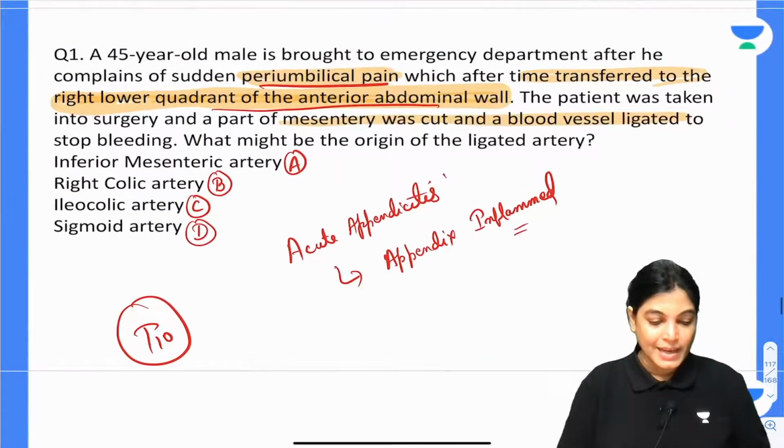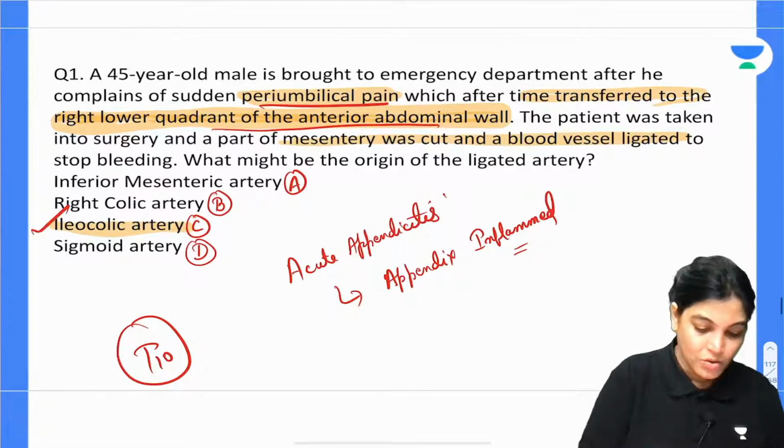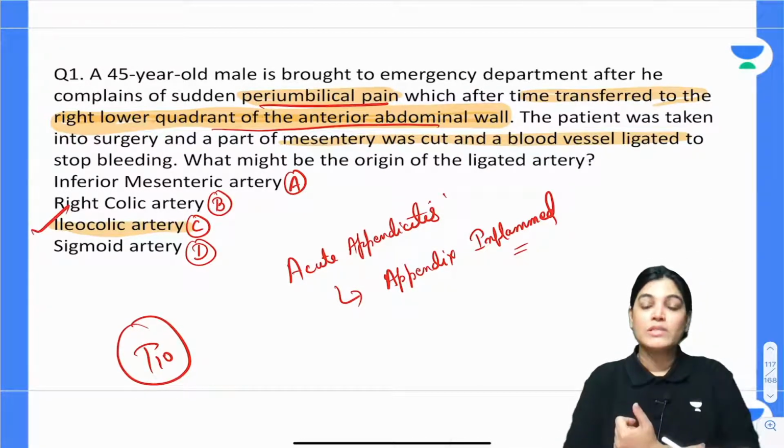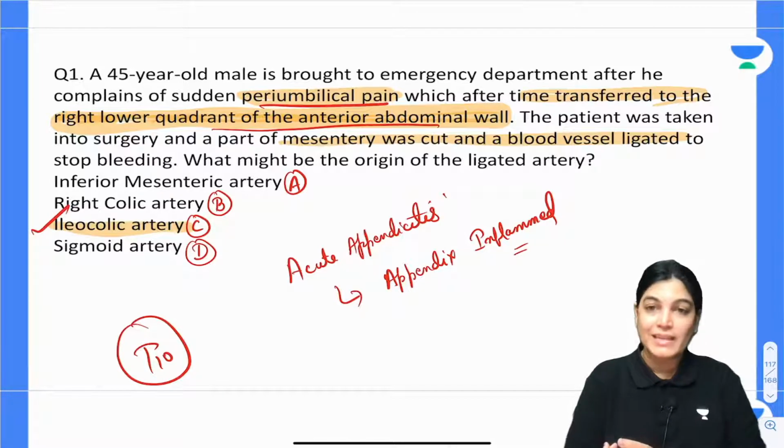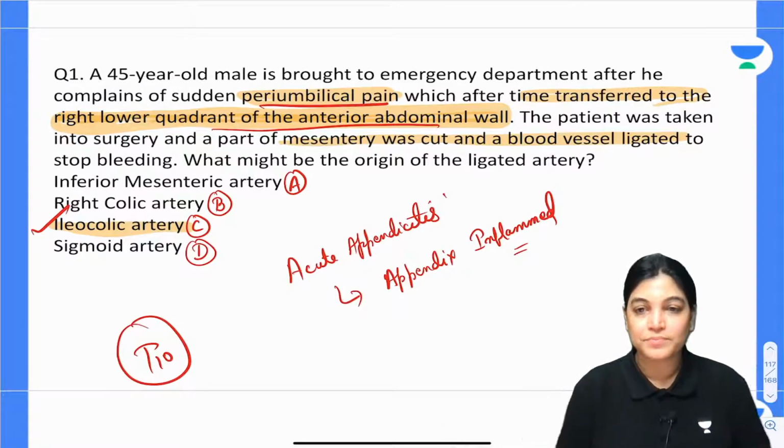So coming to the right answer, we have got the correct answer, ileocolic artery. In this case, the ileocolic artery is the right answer. Why? Because the appendix is inflamed, so the blood supply of the appendix is affected. The appendicular artery itself is a branch of the ileocolic artery. So we have got C as the correct answer.